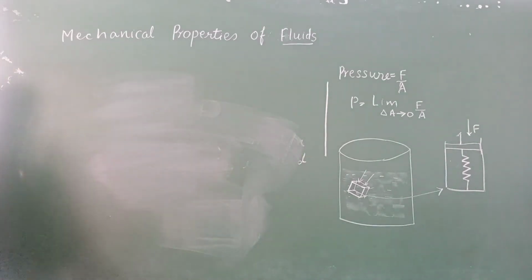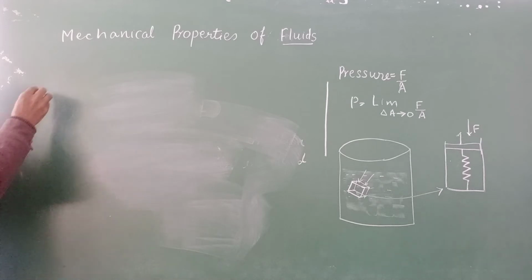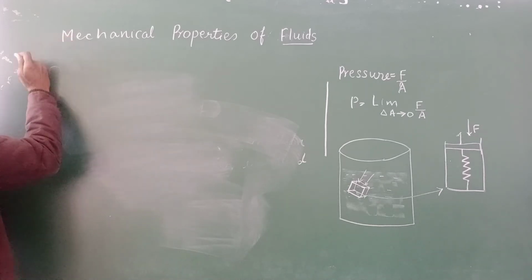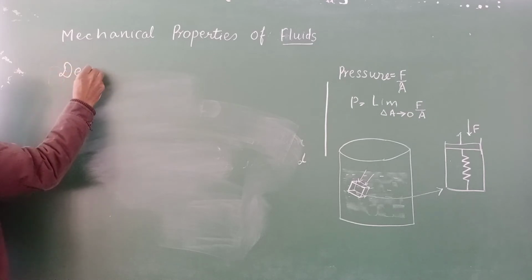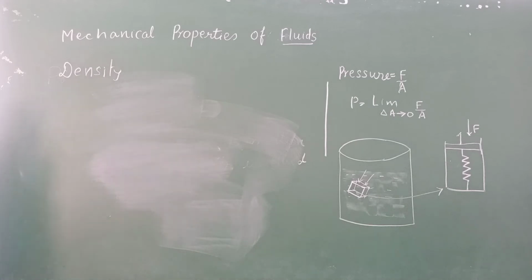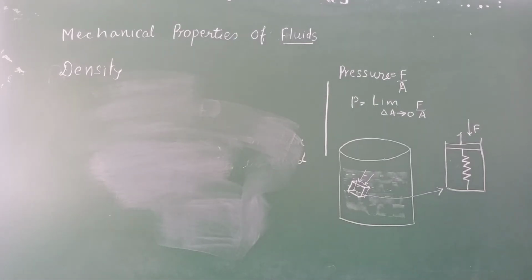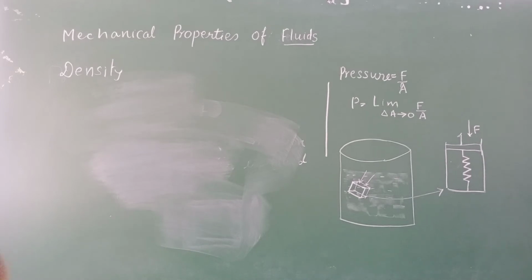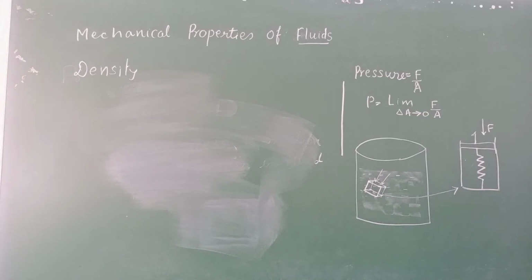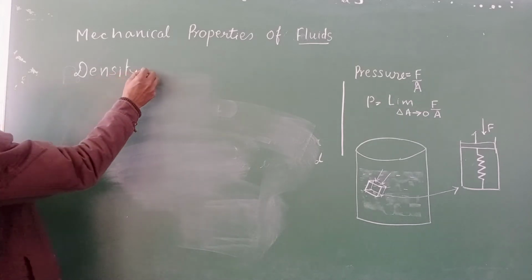One more physical quantity that we generally encounter in fluid mechanics is called density. Now what is meant by density? We all know that in lower classes we have studied density. Density is the mass upon volume. This is a very important physical quantity which we know. Density is equal to mass upon volume.